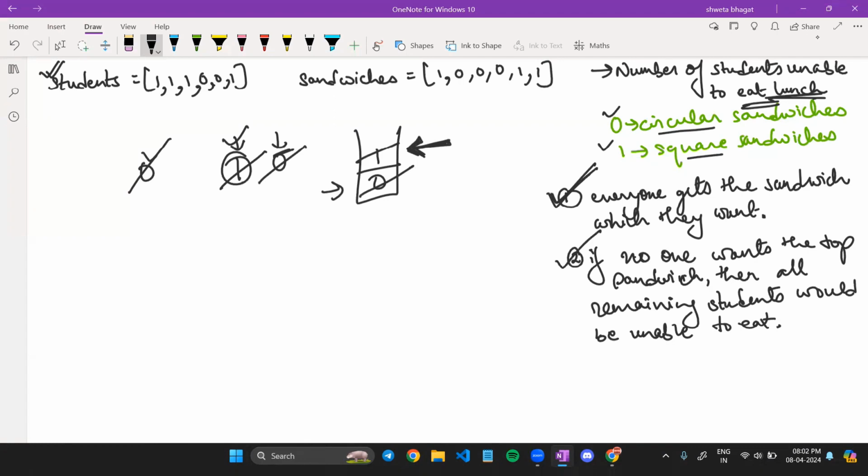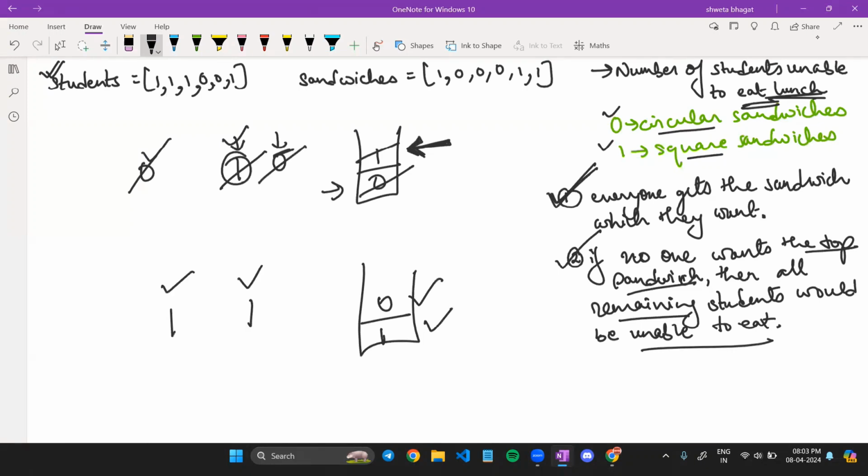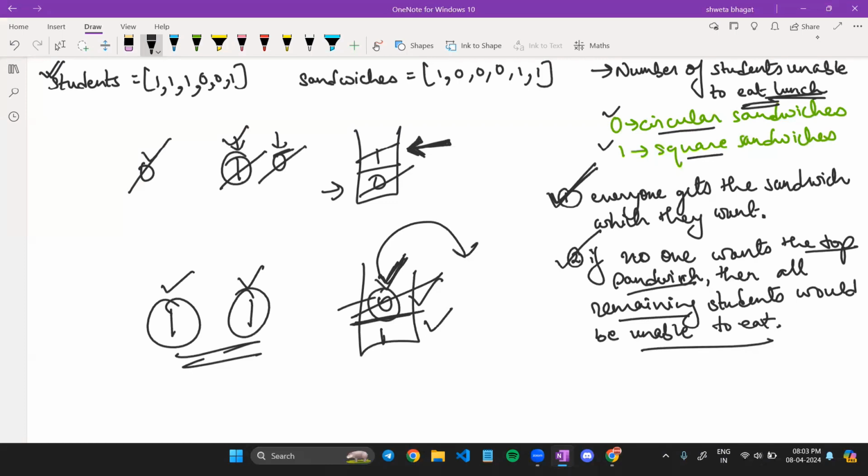But what is the second case? The second case could be that no one wants to eat the top sandwich, correct? Then all the remaining students would be unable to eat. Like if we have a circular sandwich over here and a square sandwich over here, but the preferences of both children are a square sandwich. So we can see that none of them wants a circular sandwich, right? Since none of them wants a circular sandwich, we won't be able to remove this circular sandwich from here, because we can remove it only when someone wants it, correct? When someone wants it, then only we'll be able to assign it to them and remove it from here. But no one wants a circular sandwich, so it will always remain at the top. So no one would be able to eat any of the sandwiches after that, correct? So in this example, both the students won't be able to eat their lunch, okay?